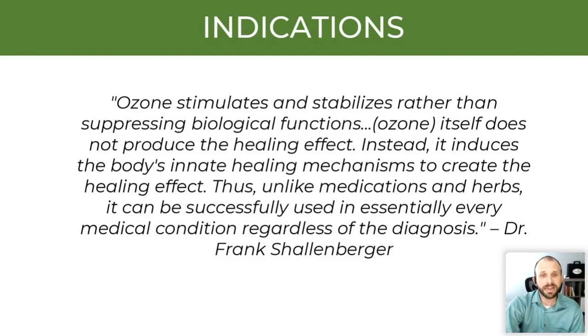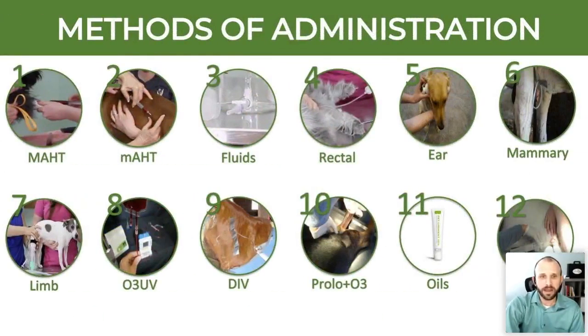Our speakers will get more into some of the different uses, indications. They're also going to get into some of these administration methods. So we can use it on practically everything is the bottom line. And we can administer it in a lot of different ways. These are 12 of those ways that I have here on the screen in front of you. There's more than 12. Major autohemotherapy, minor autohemotherapy, in fluids.